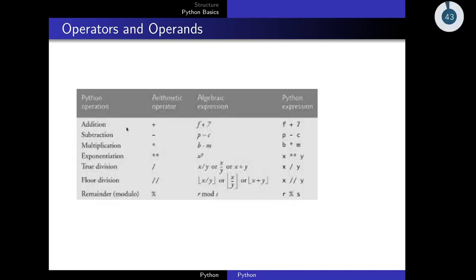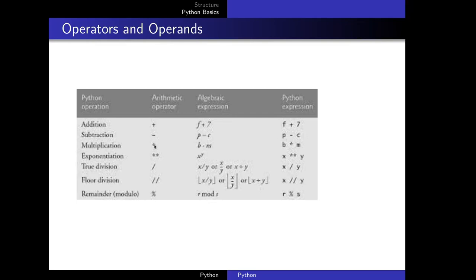So here, the addition operation is similar to the addition operation in mathematics. In mathematics, addition looks like this. In Python, we write it like this. Okay, so here 5 and 7 are operands, and the plus sign is the operator. Then subtraction in Python looks like this.